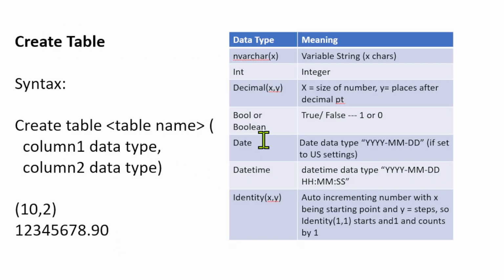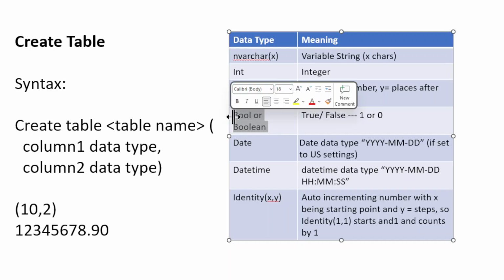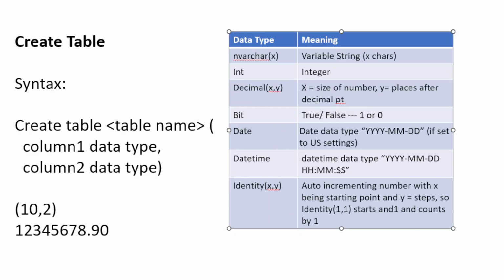Okay, sorry, go back here. This is wrong. It's not Boolean anymore. Now it's called bit. So I fix that. Okay. Date. Set to U.S. settings, we use year, month, day. Obviously in any other country, you do day, then month. Datetime adds this, and sometimes you'll also see fractions of seconds. So it's year, month, day, then hour, minute, second.